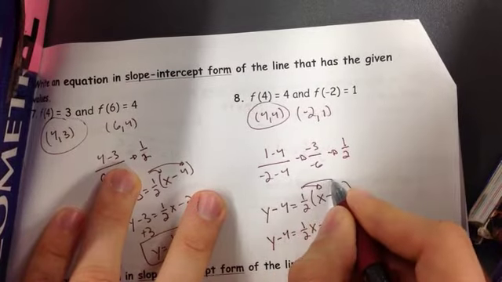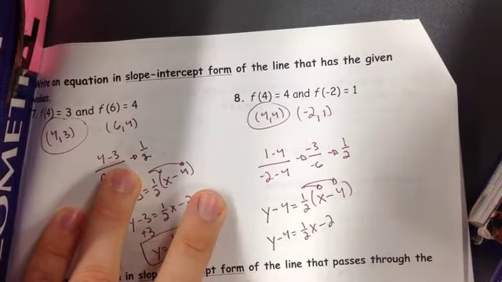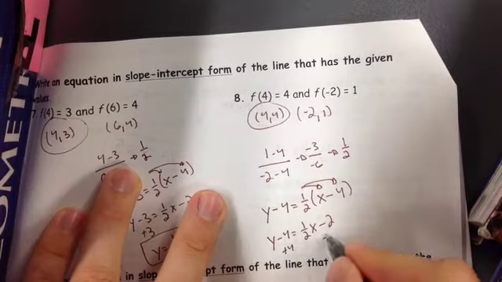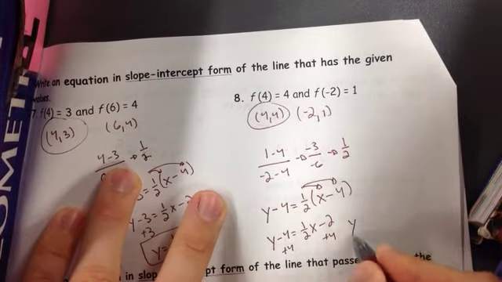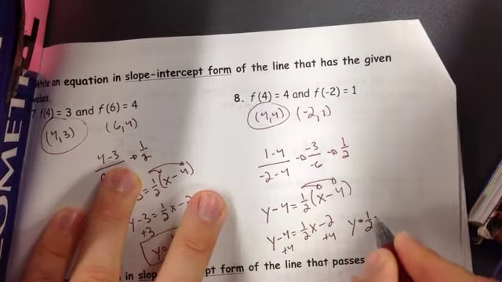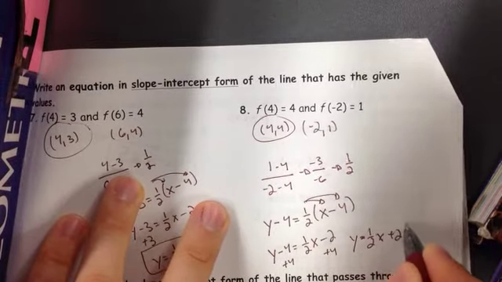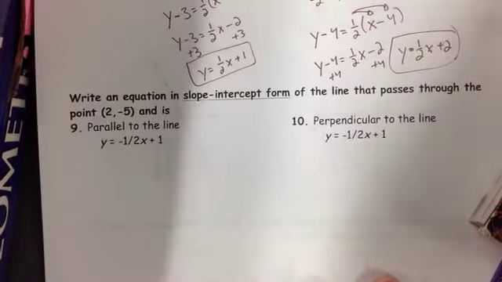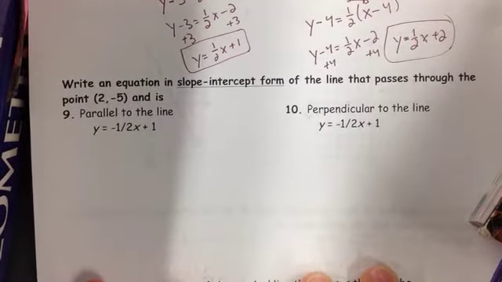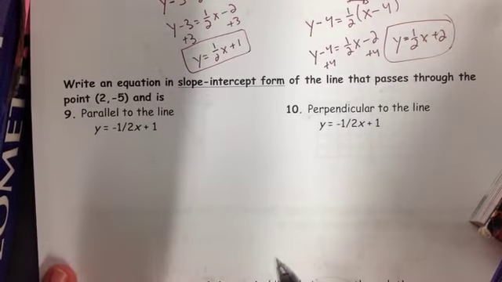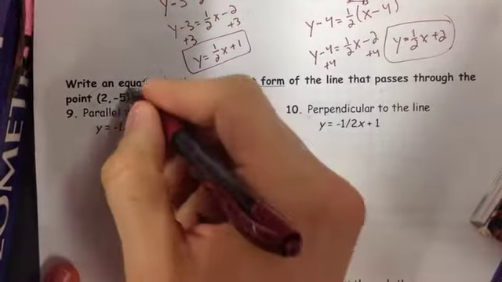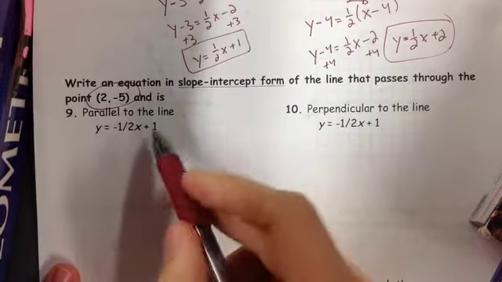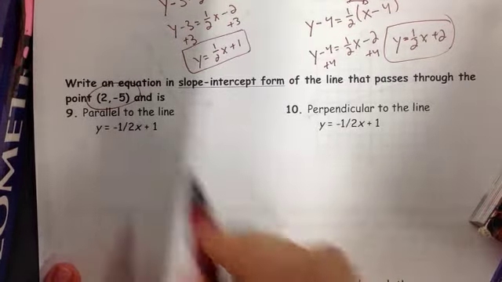We're going to take that 1/2, distribute it to both sides, and then I'm going to add the 4 to clear up my equation. I'll get y is equal to 1/2 x, and we'll get a plus 2 right there. Slide it on up. All right, we want slope-intercept, we want to be parallel to these lines, and we want to run through this point.